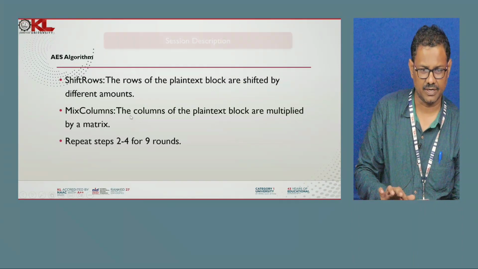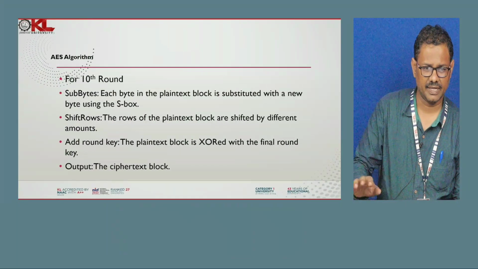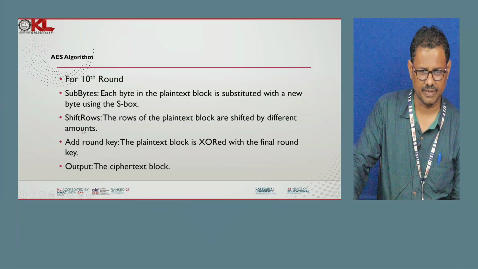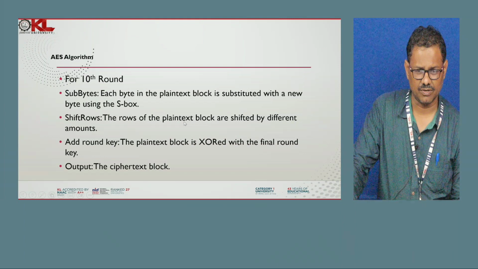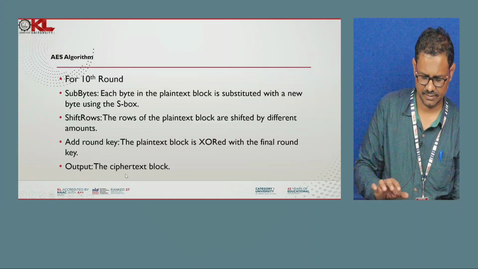Mix columns, the columns of the plain text block are multiplied by a matrix. Repeat steps 2 to 4 for 9 rounds. For the 10th round, we are applying only three operations. Sub bytes, each byte in the plain text block is substituted with a new byte using the S-box. Shift rows, the rows of the plain text block are shifted by different amounts. Add round key, the block is XORed with the final round key. The output is the ciphertext block.